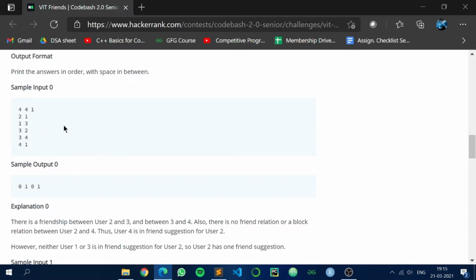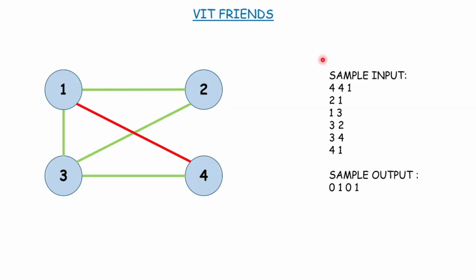These are the constraints, and this is the first sample input. Now we'll see in detail how the answer comes out to be 0101. Let's see the input. The input states there are four nodes, or four people. There are four friend relationships and there is one block relationship. The first four lines contain the people or the nodes which are friends with each other. Now this is the graphical representation of this input case.